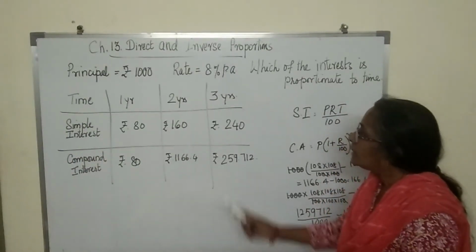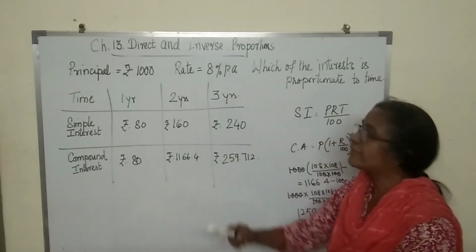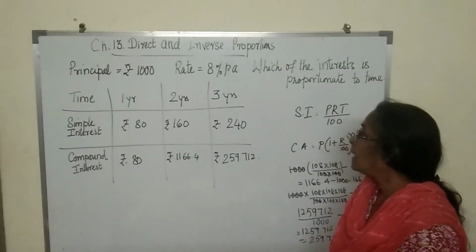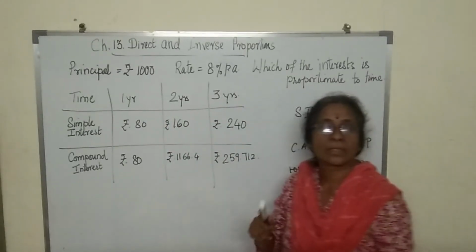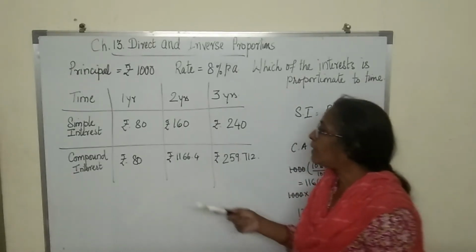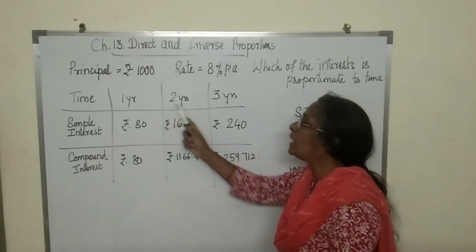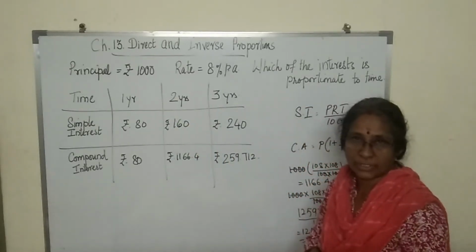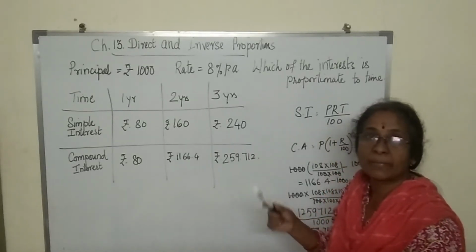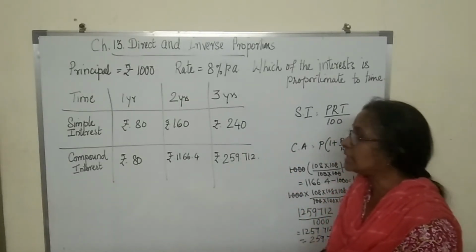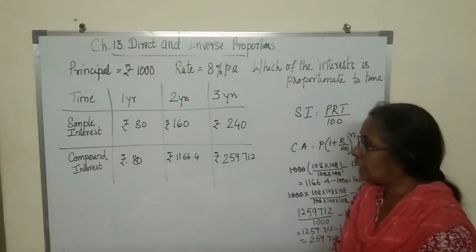Now the principal is given as ₹1000, the rate of interest is 8% per annum, and the time period is 1 year, 2 years and 3 years. The question is, you have to find which interest is in proportion to the years or the time duration. This is a correlated lesson, meaning this chapter is related to the simple interest chapter. So we have to find both types of interest here.